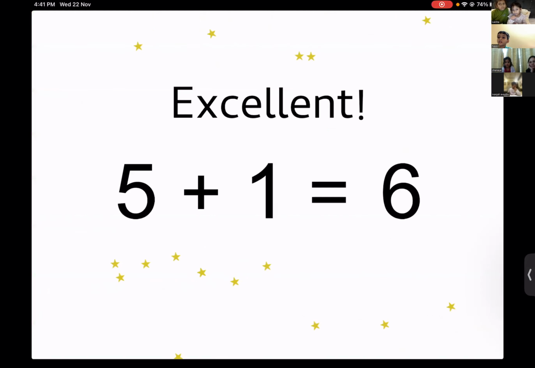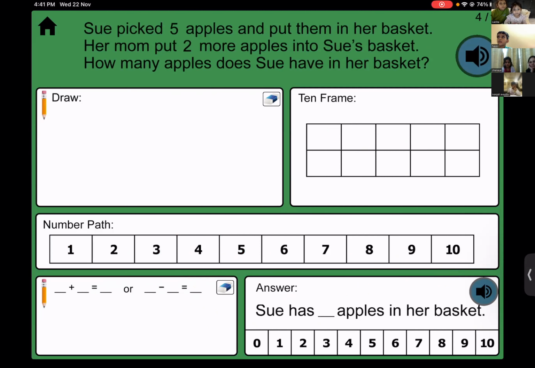Laisha, your turn. Sui picked 5 apples and put them in her basket. Her mom put 2 more apples into her basket. How many apples does she have in her basket? What shall I do, Laisha? First, how many apples did she have? 5. Is this 5 on the 10 frame? Laisha, if the whole top row of blocks is filled, then that is 5. Now she got 2 more. So together, which number is it? 7. Okay. So she has 7 apples.